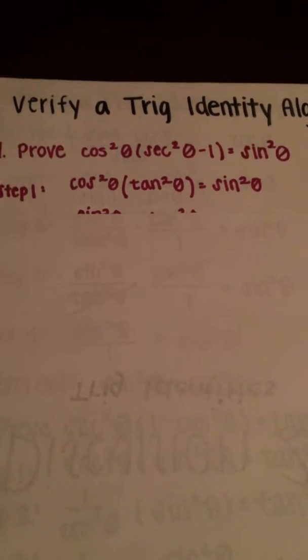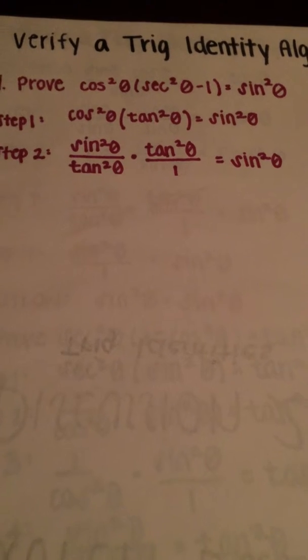Example number 1. Prove cosine squared theta times secant squared theta minus 1 equals sine squared theta. Step 1. Cosine squared theta times tangent squared theta equals sine squared theta. Well, secant squared theta minus 1 is a Pythagorean identity, so secant squared theta minus 1 is also equivalent to tangent squared theta.